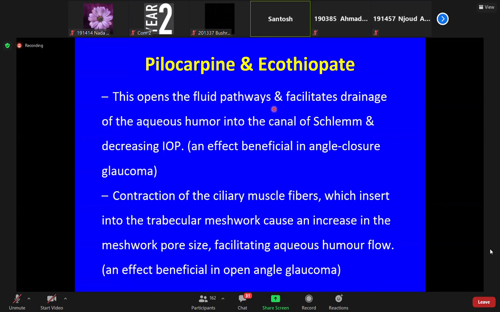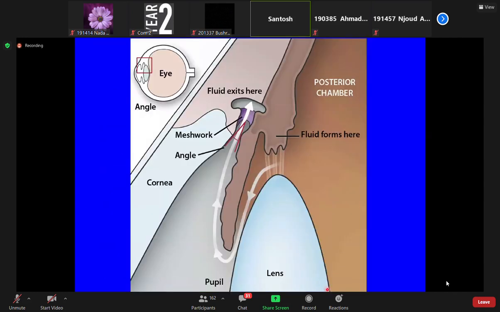So it opens the fluid pathway and facilitates drainage of the aqueous humor into the canal of Schlemm, decreasing the intraocular pressure. So this is beneficial for angle closure glaucoma. Also, the contraction of the ciliary muscle fibers, which insert in the trabecular meshwork, causes an increase in the meshwork pore size, facilitating the aqueous humor flow. This effect is beneficial in open angle glaucoma.